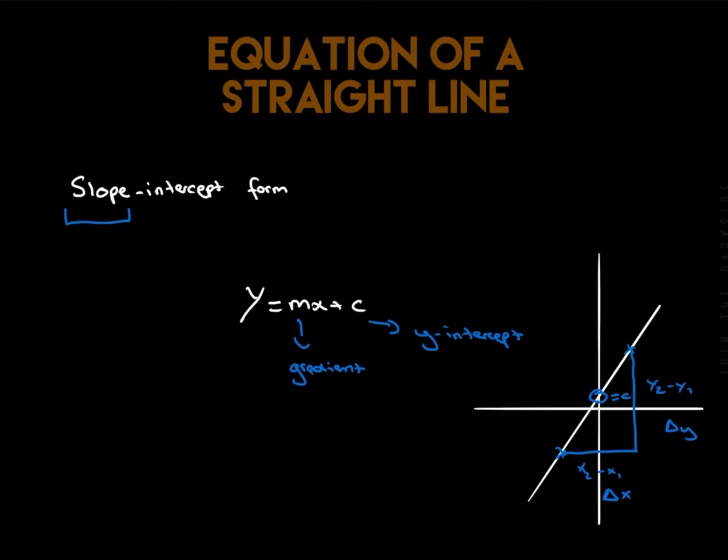As you can see, our y-intercept is equal to c, and that's where it crosses the y-axis. And our gradient is the change of the y values over the change of the x values. This is a key concept that we have to know off by heart. Y is equal to mx plus c. Just keep saying it in your head and it'll come to you.